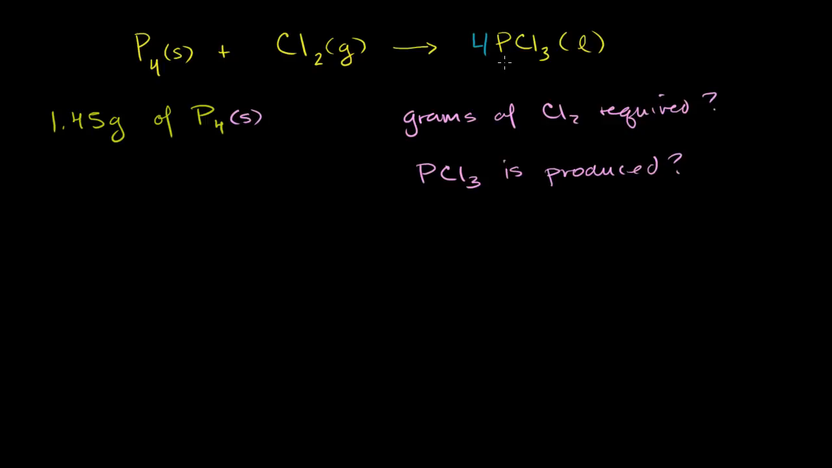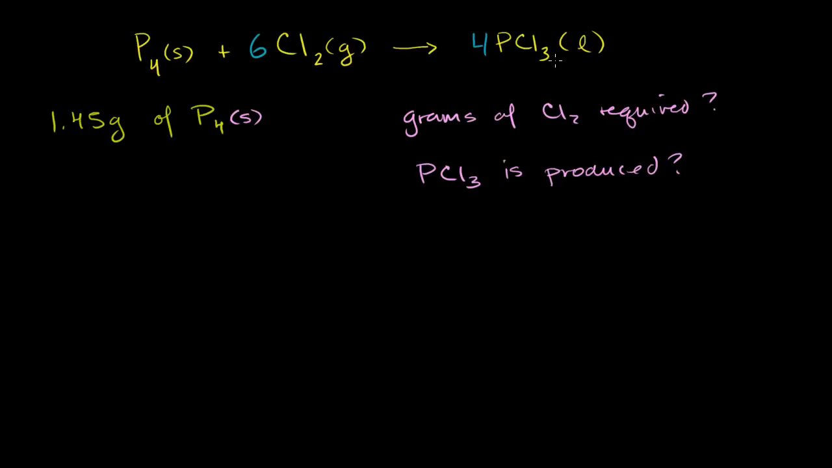Let's balance the chlorine now. On the left-hand side, I only have 2 chlorine atoms. This one molecule of chlorine has 2 atoms in it. Here, each molecule of phosphorus trichloride has 3 chlorines, and I have 4 molecules of it. So 4 times 3, I have 12 chlorines on the right-hand side. I need to have 12 on the left. I only have 2 here. Let me multiply that by 6. 6 times 2 is 12. 4 times 3 is 12. Now our equation is all balanced: 4 phosphorus atoms on each side and 12 chlorines.